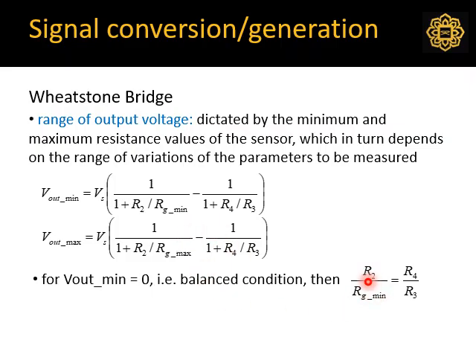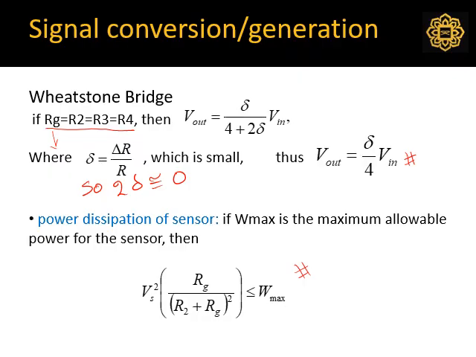Okay, in a Wheatstone bridge circuit, we try to maintain the balance condition, where V out is 0. Usually, if RG, R2, R3, and R4 are the same at balance condition, then you will have V out equals delta over 4 plus 2 delta, times V in.